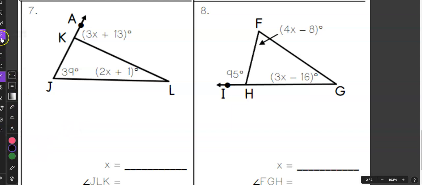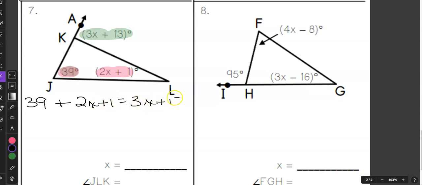Okay, number 7. I'm going to highlight these. We have remote interior and we have exterior. So if we set up our equation, this one plus this one equals the green one: 39 plus 2x plus 1 equals 3x plus 13. We need to find out what x is.